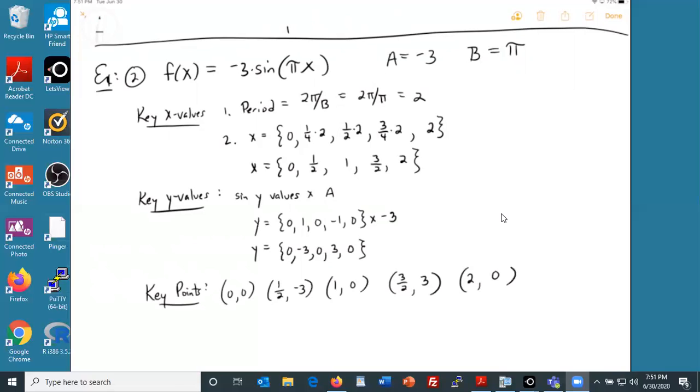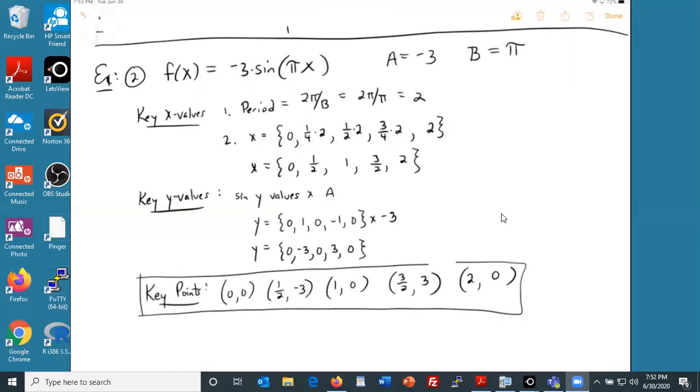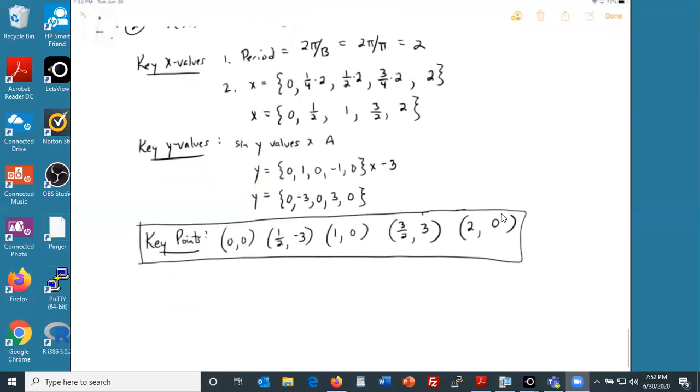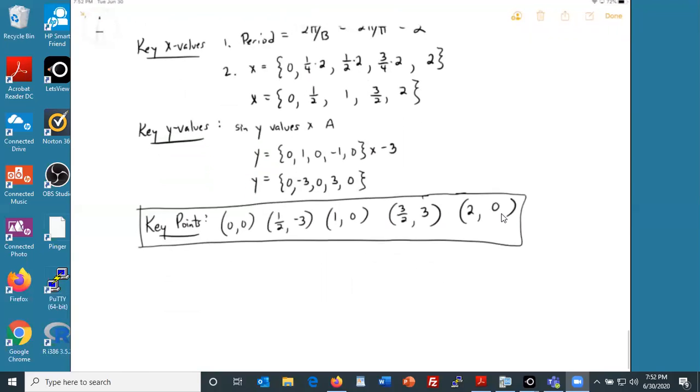So now remember what you do there, you just pair together your x and y values from these two steps. Pair them together, and you have your key points, which we now can plot.